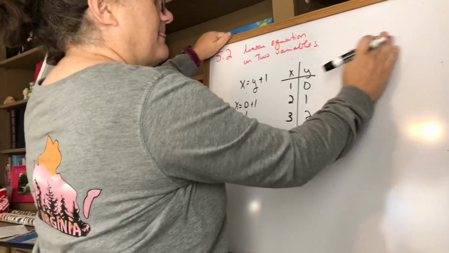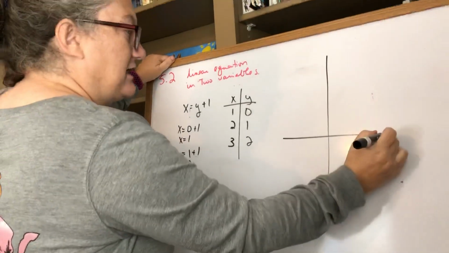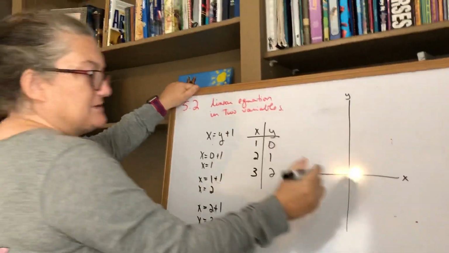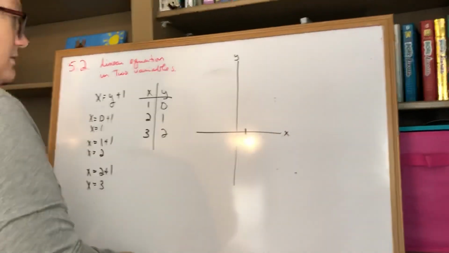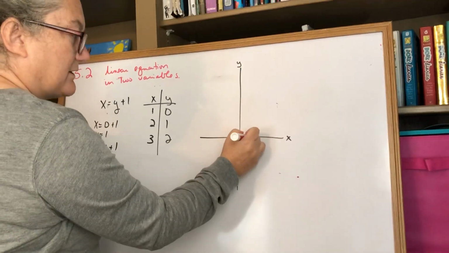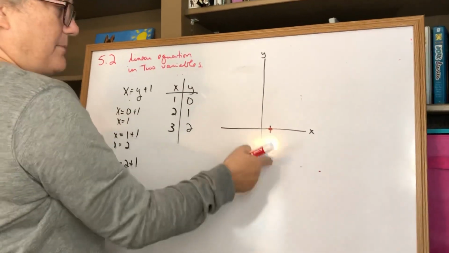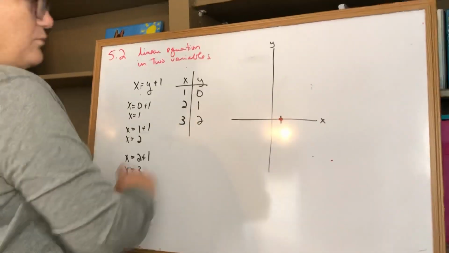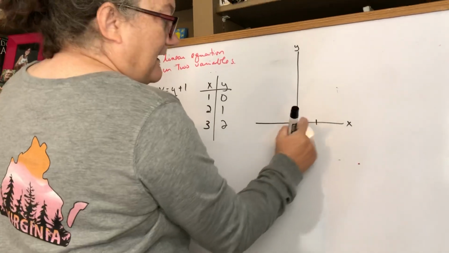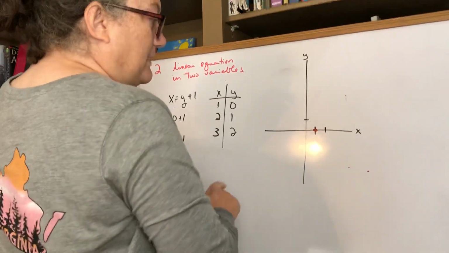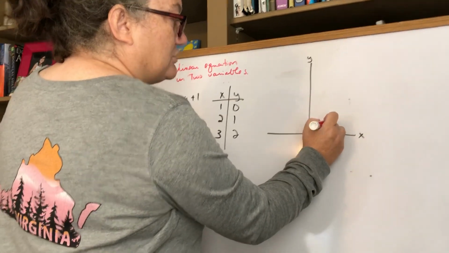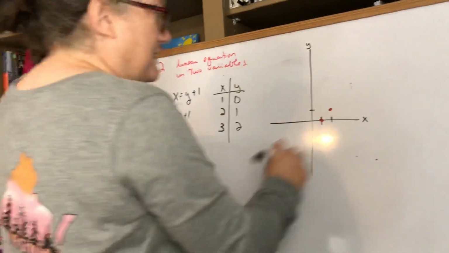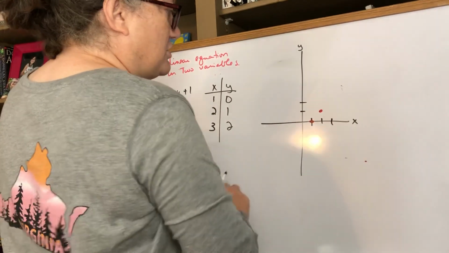We have the coordinate plane here, the x-axis, the y-axis. We're going to go over 1 and up 0. So here's 1, and I'm going to put a dot because that is over 1, up, down, 0. Now I got to go over 2 and up 1. So I go, that's 1, that's 2, and I go up 1. Here's where they meet, 2, 1, and I put a dot. The last one is over 3 and up 2.